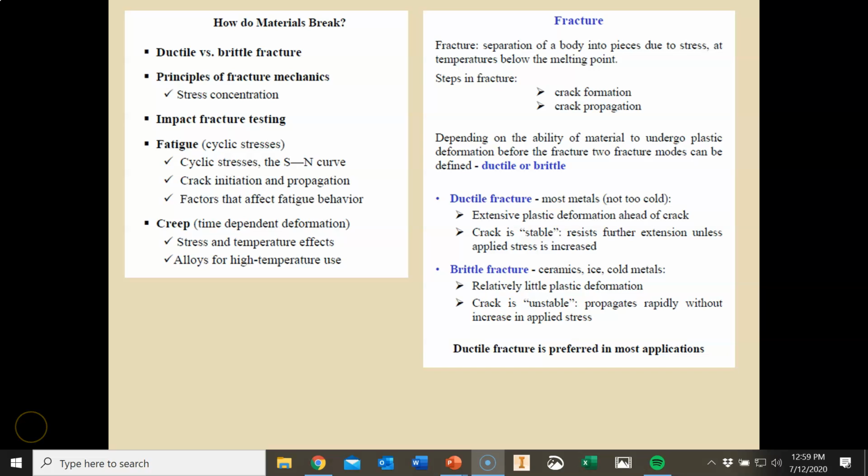An important thing that we need to know as metallurgists, material scientists, material engineers, welders, machinists, and CAD technicians is how do materials break? The common types of fracture are ductile and brittle fracture. Ductile fracture is preferred in most applications.